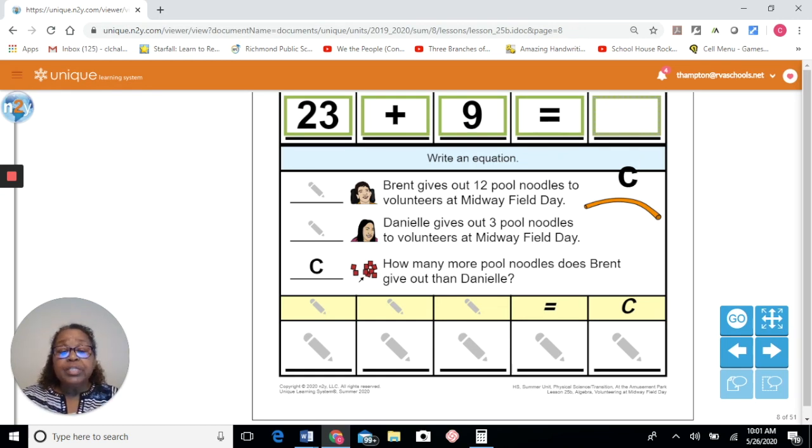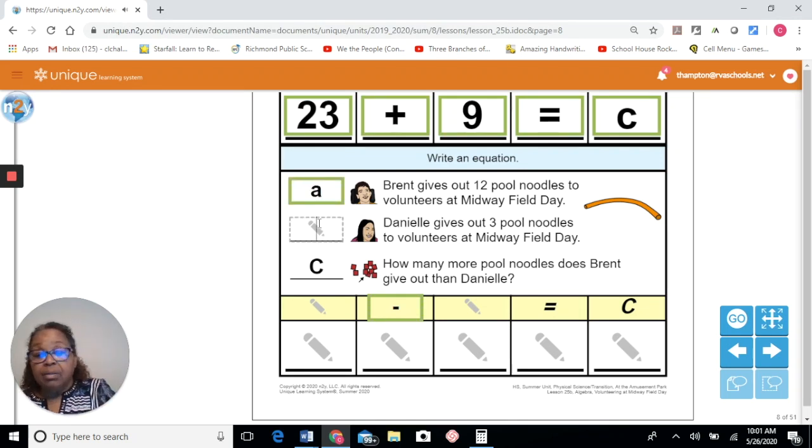When you're using language like how many more than, then the operation will be, and you know this, it will be subtraction. That's correct. So we know that our operation is going to be subtraction. We already know that. So what's A? A is Brent. And what is B? B is Danielle.